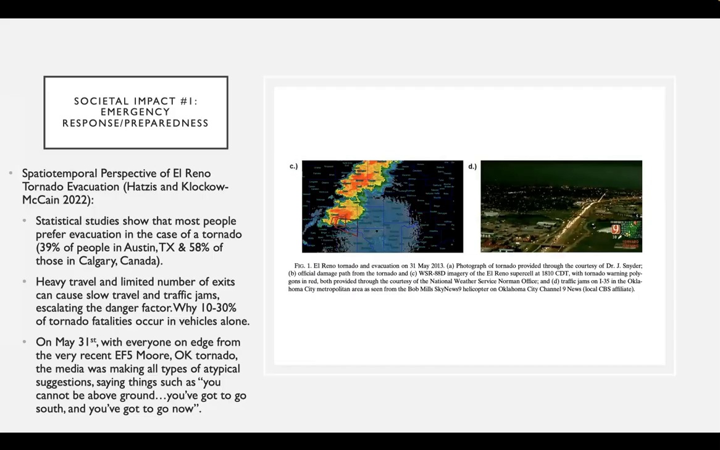And on May 31st, you had a very interesting combination of events. You had the Moore, Oklahoma tornado that occurred 11 days earlier that killed 24 people. It was an EF5, so everyone was on edge because of that, and I'll be covering that quite a bit in this PowerPoint. And the media got on and gave a very unconventional message, saying that you cannot be above ground, you've got to go south, and you've got to go now. So the media basically gave an evacuation order. And if you look to the right, you'll see that traffic jam.